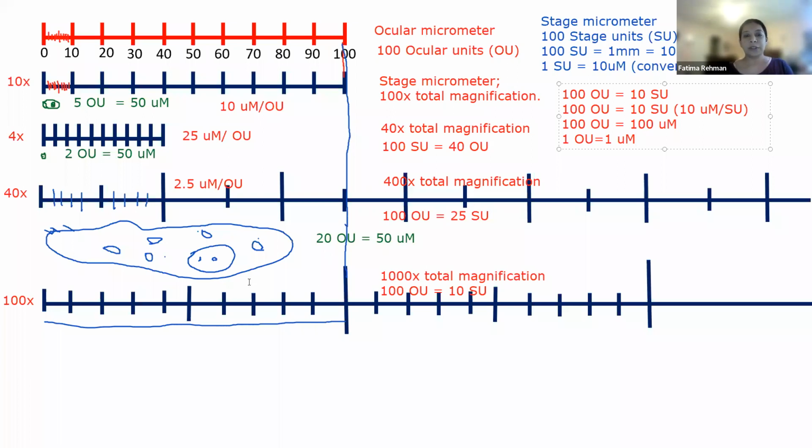So our calibration for 100x is going to be 1 micrometer per ocular unit. And so the same cell this time is going to be beyond this slide. It's going to be 50 micrometer in length, or 50 ocular units in length, right?